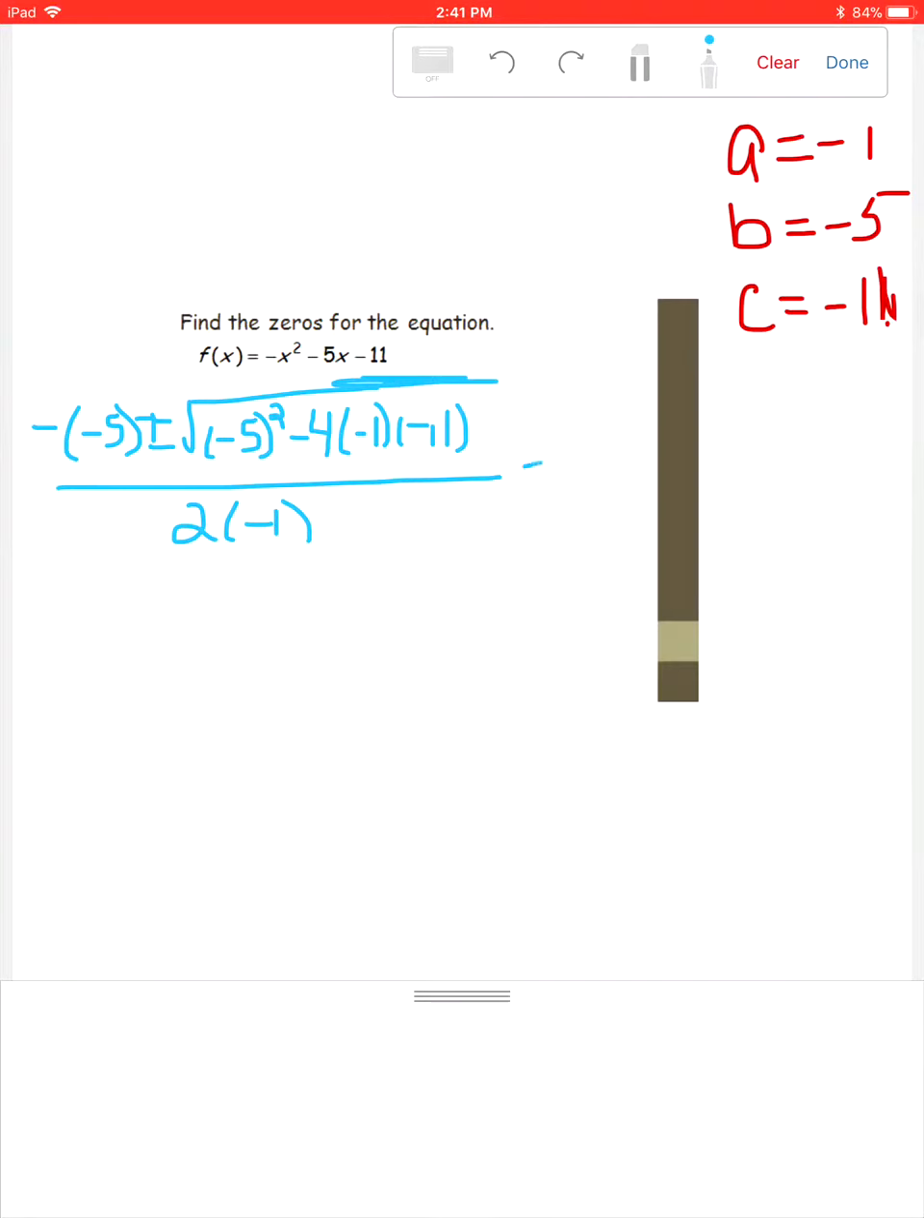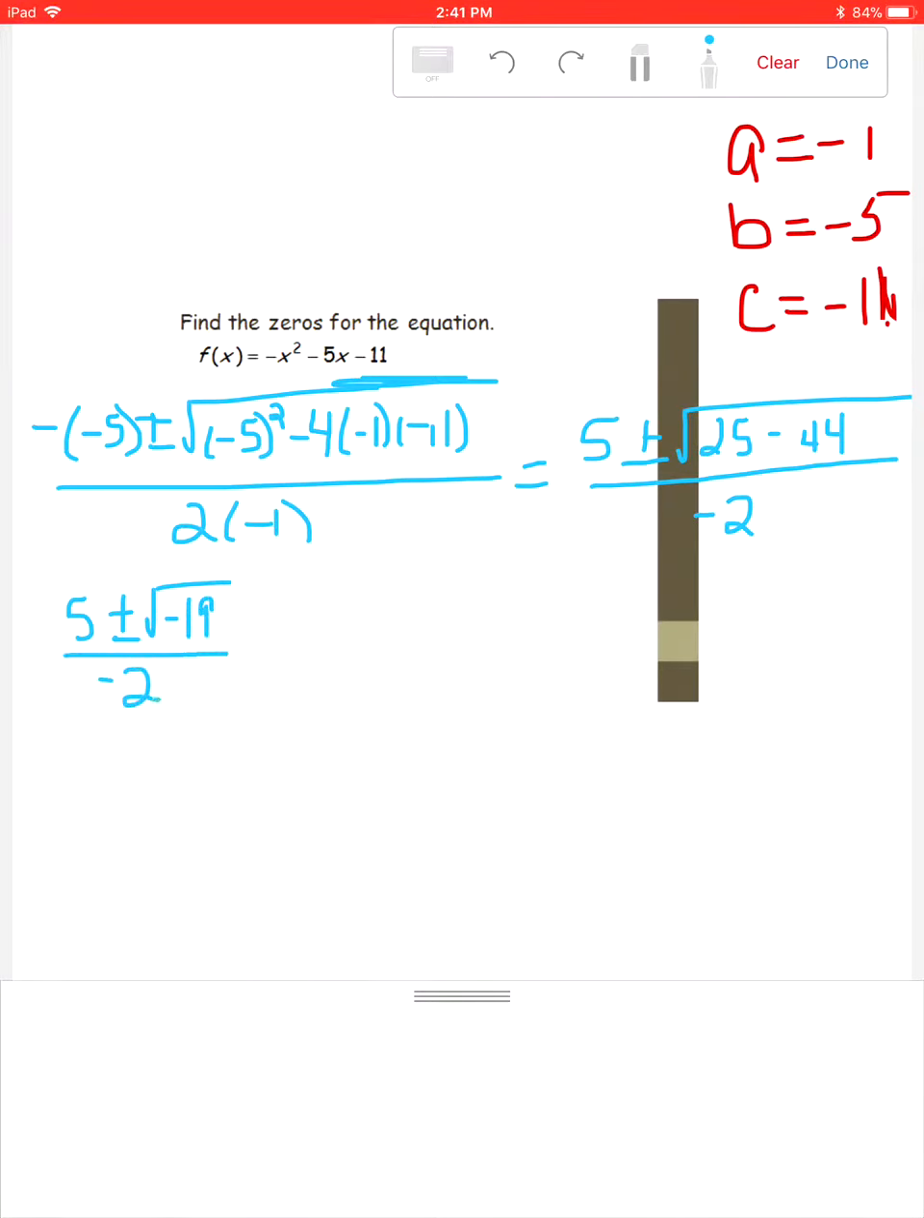So the opposite of negative 5 is positive 5 plus or minus the square root of negative 5 squared is 25 minus 4 times negative 1 times negative 11 is going to be 44. So minus 44 all over negative 2. So then simplifying, I get 5 plus or minus the square root of negative 19 all over negative 2.